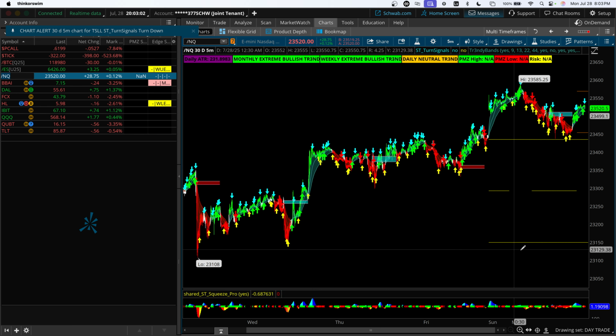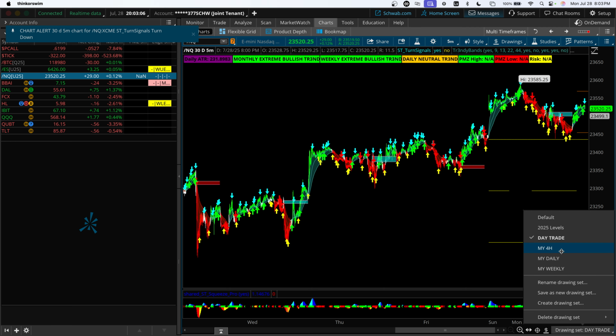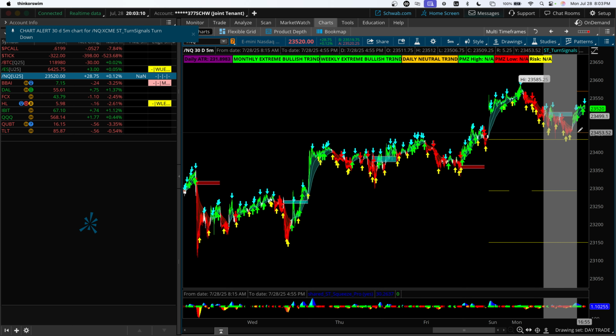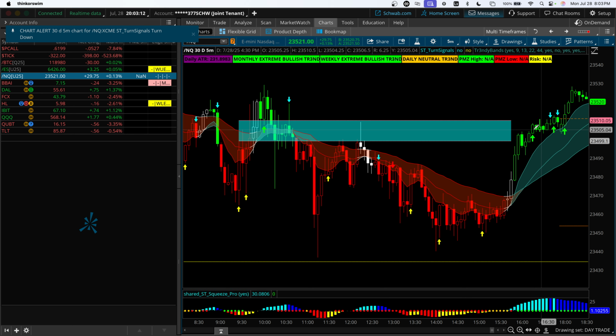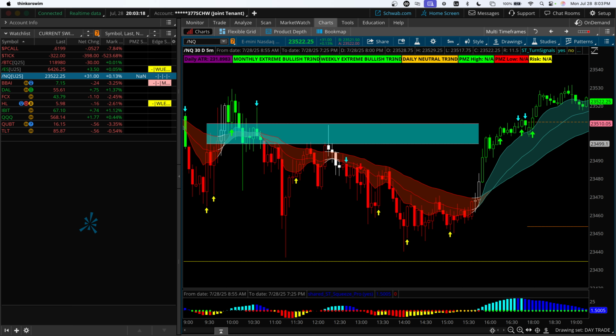Now let's look at the NASDAQ. The NASDAQ traded a little different than the ES today. It actually showed relative strength. Like the ES, it did open the day below the PMZ, but unlike the ES, it was able to rally up above the PMZ.